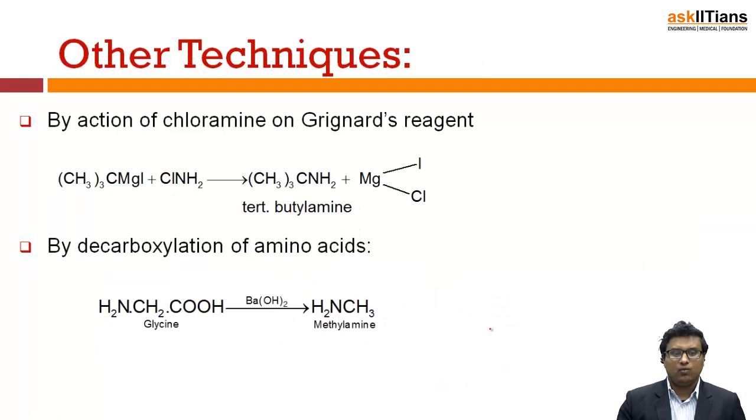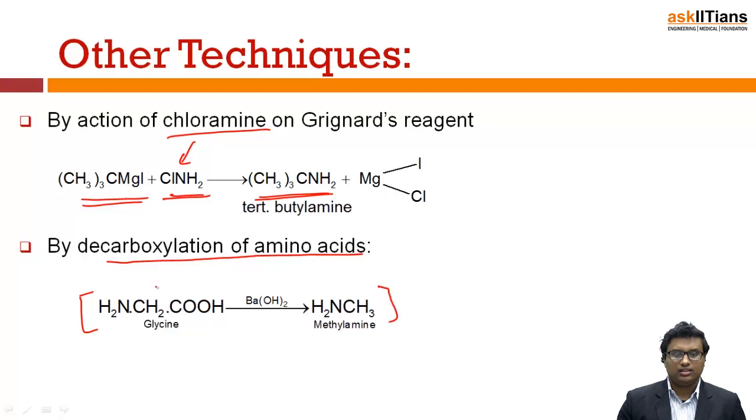So what are the other techniques involved? The other techniques involved are by action of chloramine on Grignard reagent. So if you have a Grignard reagent, you just react it with chloramine. This is chloramine. So you will get a tertiary butylamine, right? And also you can get by decarboxylation of your amino acids. If you have a glycine, which is an amino acid, it undergoes decarboxylation to give your methylamine.